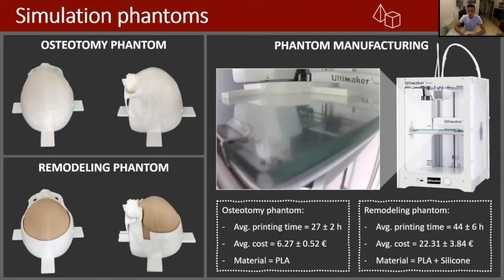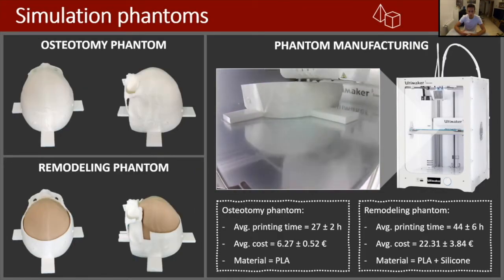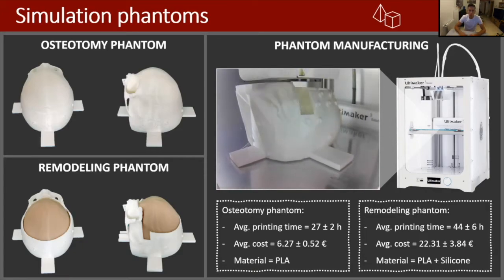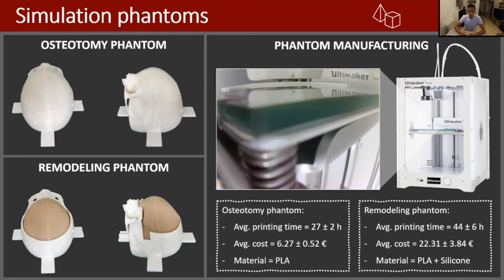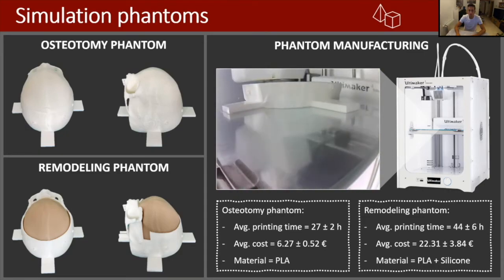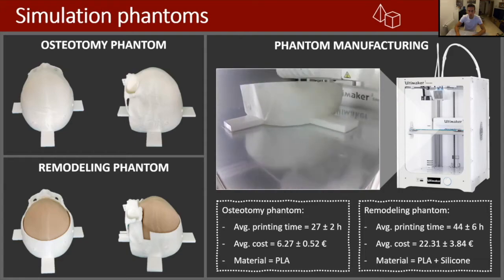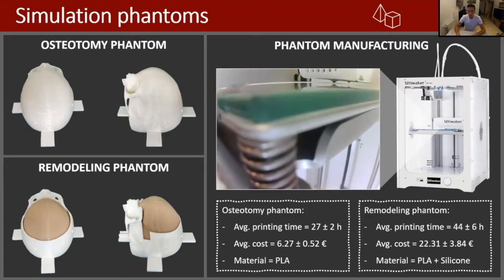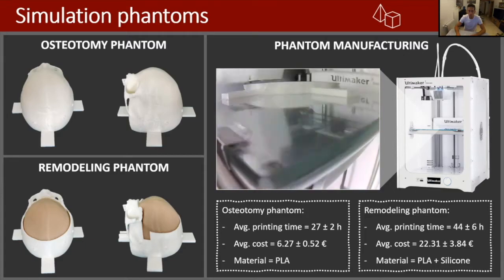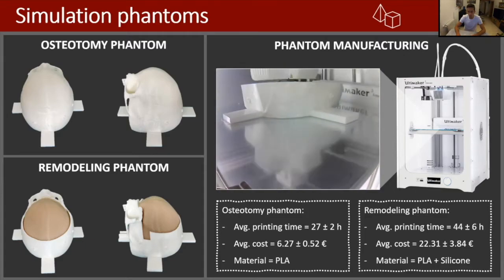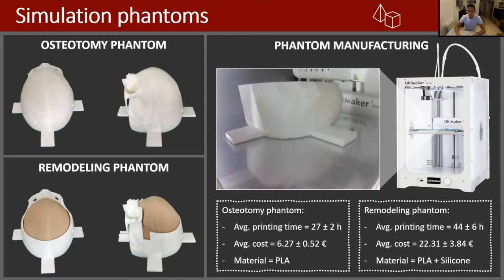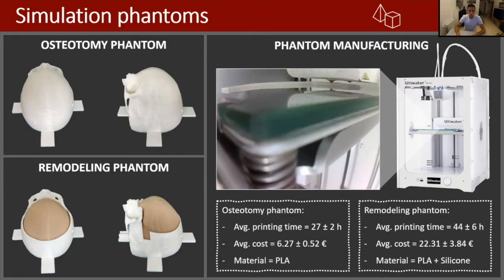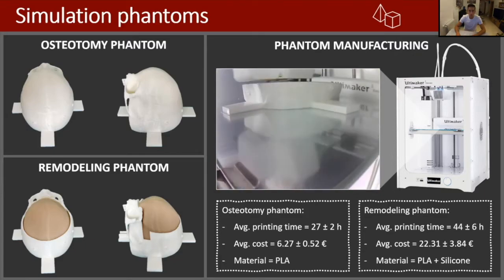For the performance evaluation, we manufactured two different types of phantoms. First, an osteotomy phantom to simulate the bone resection, and a remodeling phantom to simulate cranial bone remodeling and bone fragment positioning. These two types of phantoms were manufactured for each of the patients under study, using the CT scans as a reference. These phantoms were manufactured using PLA material to simulate bone tissue and silicone material to simulate soft tissue.